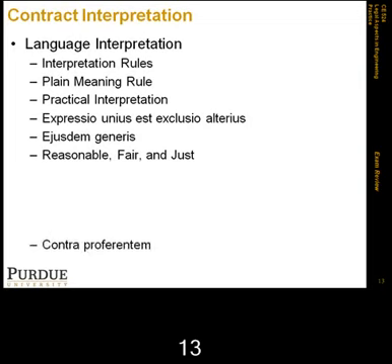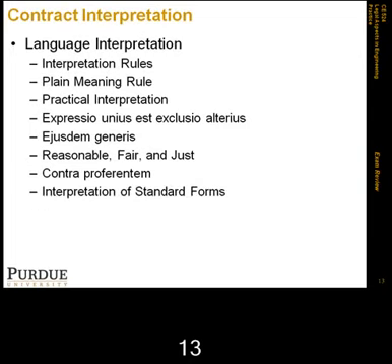Then the following rule is the rule that's called contra proferentem, which means against the one who puts it forward. So it interprets ambiguous language against the party who selected the language, supplied it, or drafted the language. And then we talked about interpretation of standard forms of contract.